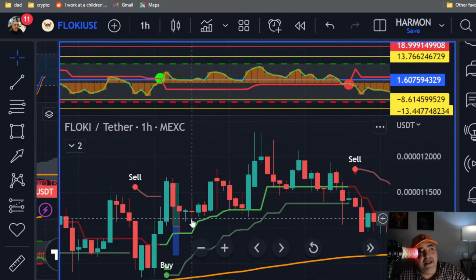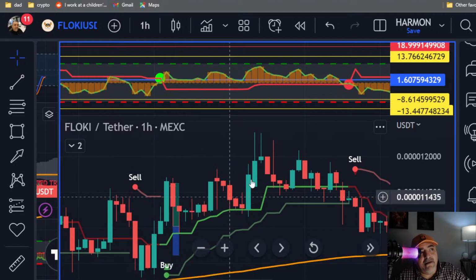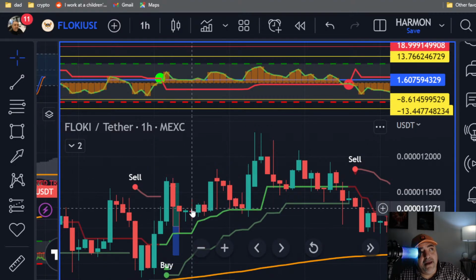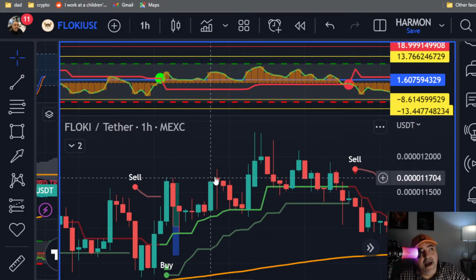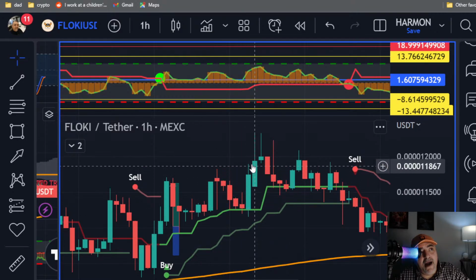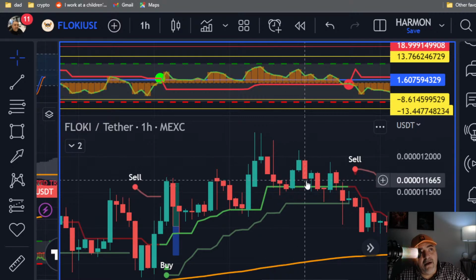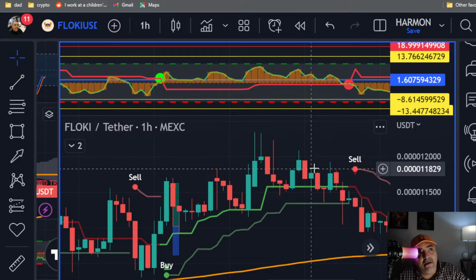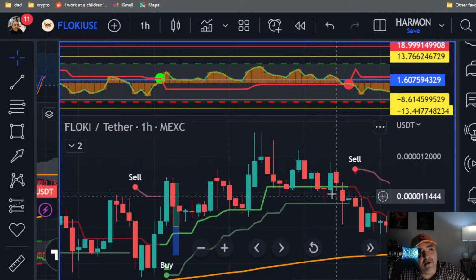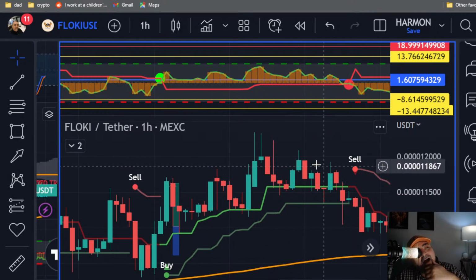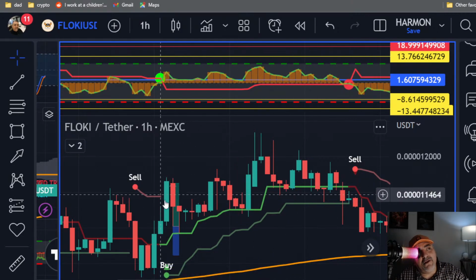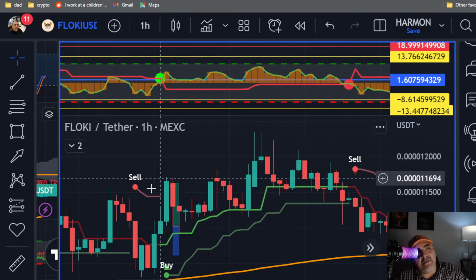Now, normally for me, I like to wait for a reset, right? But if you were playing the green candle, red candle, buy, sell, buy, sell, buy, sell, right? So in here, there's a lot of trades that could be made, and probably on the lower time frames, you're going to be able to make those trades.